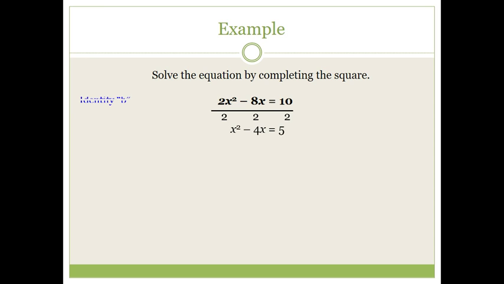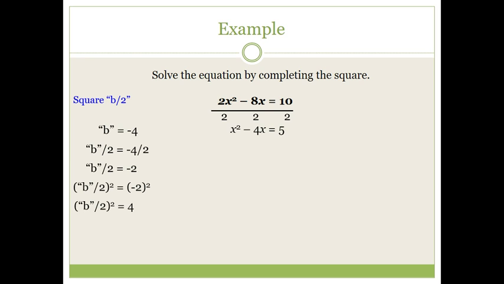Get used to taking that middle term and cutting it in half. Half of negative 4 is negative 2. Then take negative 2 and square it. Negative 2 times negative 2 is positive 4, which we add to both sides of the equation. Now we're ready to factor our left-hand side and simplify the right-hand side. Remember, we just take that middle term and cut it in half. That's what goes in the parentheses. So we get x minus 2 squared equals 9.